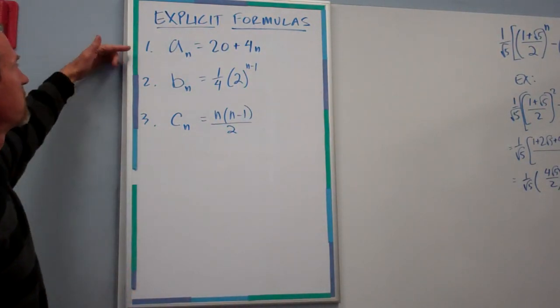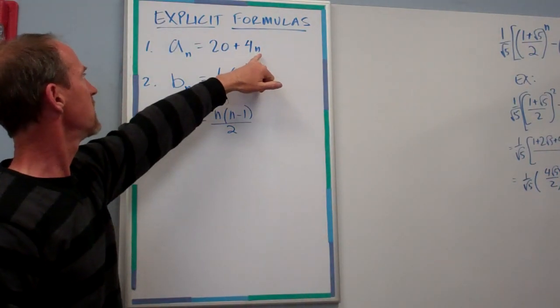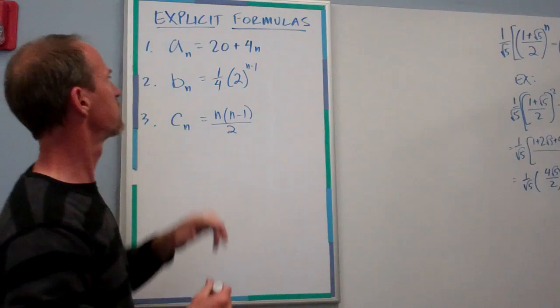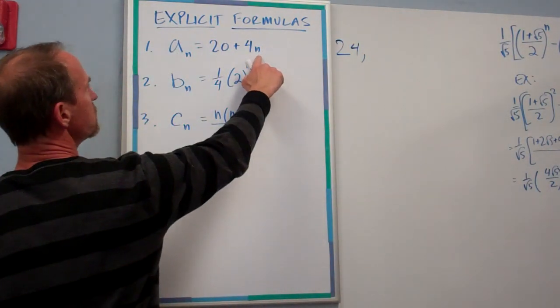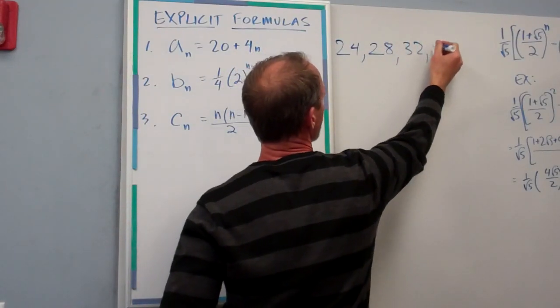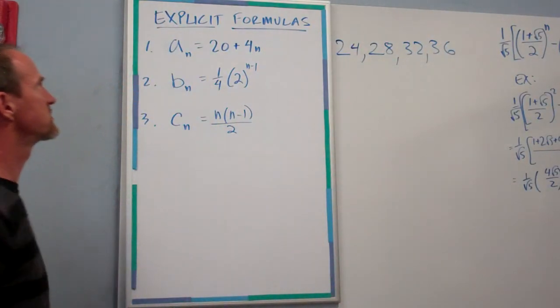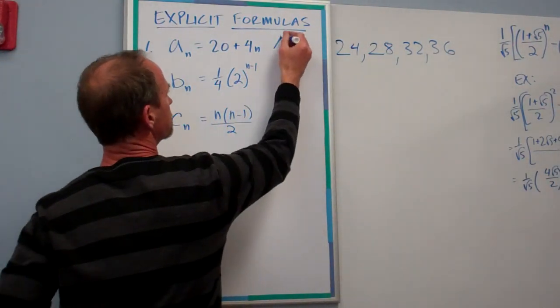Just to get a feel for the first 4 terms of this sequence, plug in 1 and you get 1 times 4 is 4 plus 20, so we get 24. Plug in 2, you get 8, so it's 28, and so on, 32 and 36. It goes pretty quickly. These are just going up by 4. This is that really simple arithmetic.